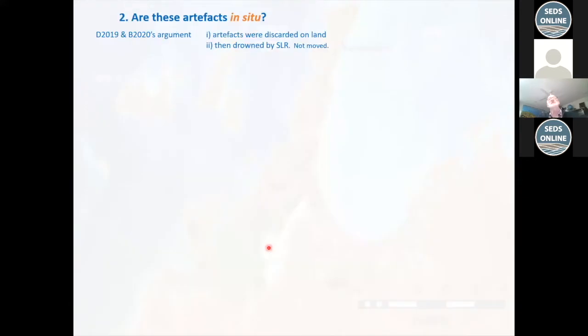So it's a question: are these artifacts in situ? Now, the general argument is that the artifacts, whether we're talking about that small site that we've looked at or the site on the edge of that big channel, which we'll get to, were discarded on land and then they were drowned by the sea level rise and they were not moved since they were discarded.